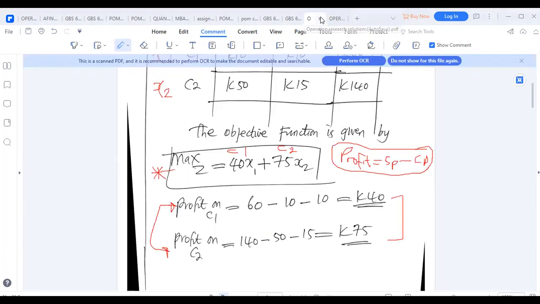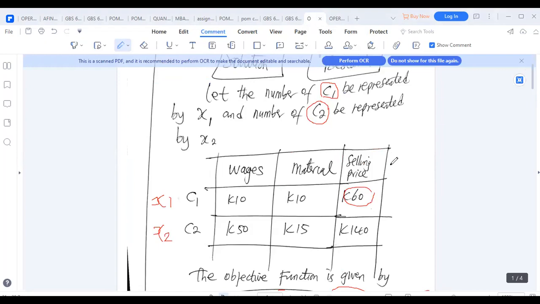Of course, this one, we have explained how we are finding the profit. So your profit per unit of this product will be the selling price minus the costs. This is why we have the 40 here for that product. And then here we are subtracting to get the profit, which is 140 minus 15 minus 50, which is giving us 75.